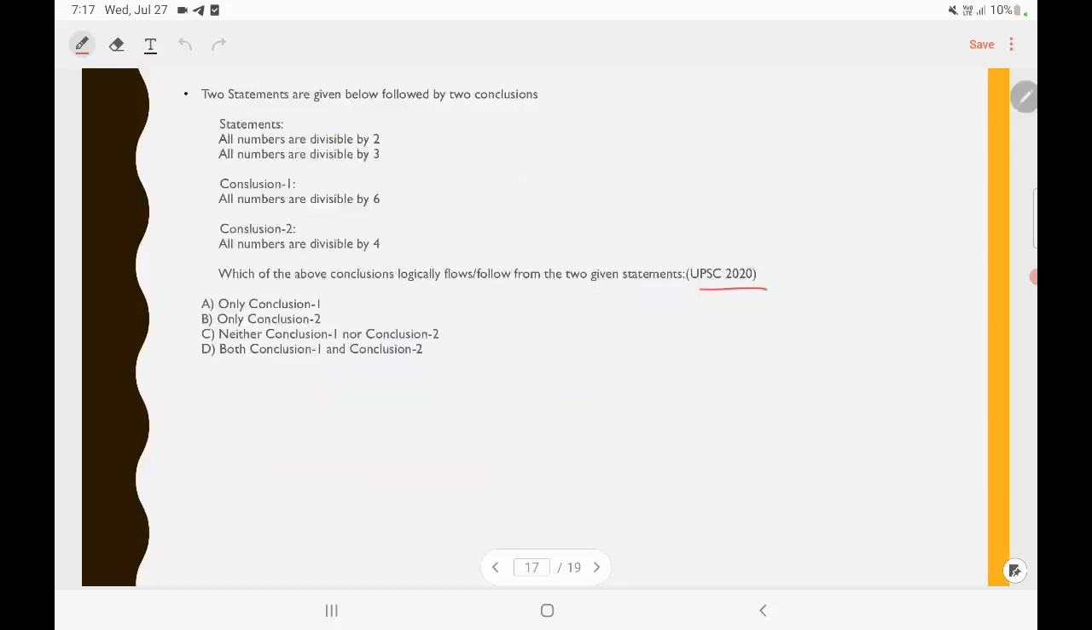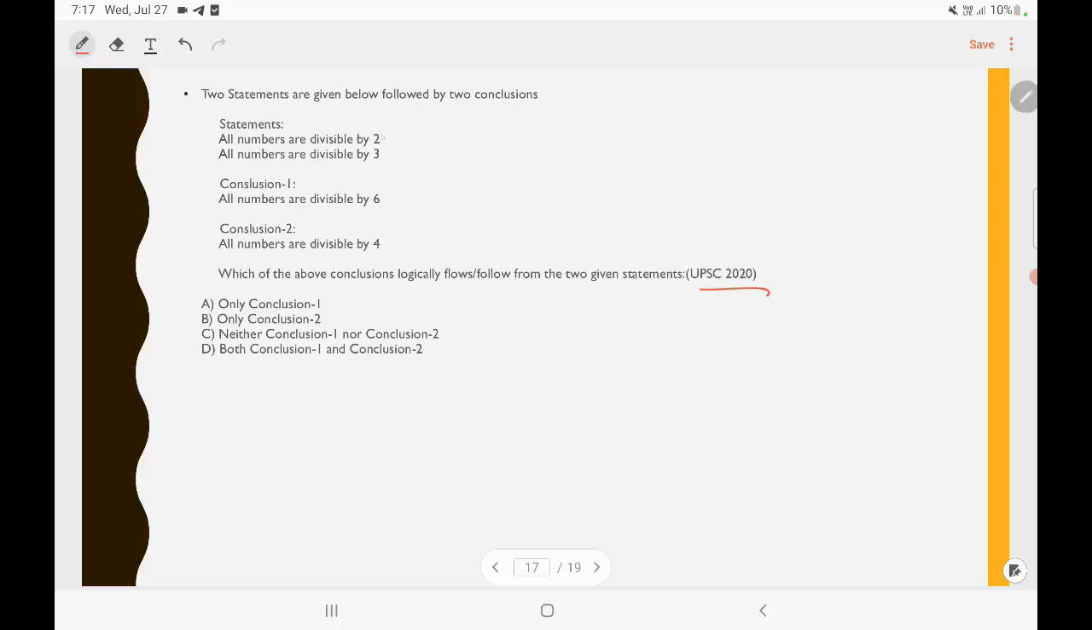Now we'll move on to another question. This is from UPSC 2020. The 2 statements are given below, followed by 2 conclusions. The statements are: all numbers are divisible by 2, all numbers are divisible by 3. The first conclusion is all numbers are divisible by 6, and the second conclusion is all numbers are divisible by 4. We know the divisibility rule of 6: if a number is divisible by 6, then it will be divisible by both 2 and 3.